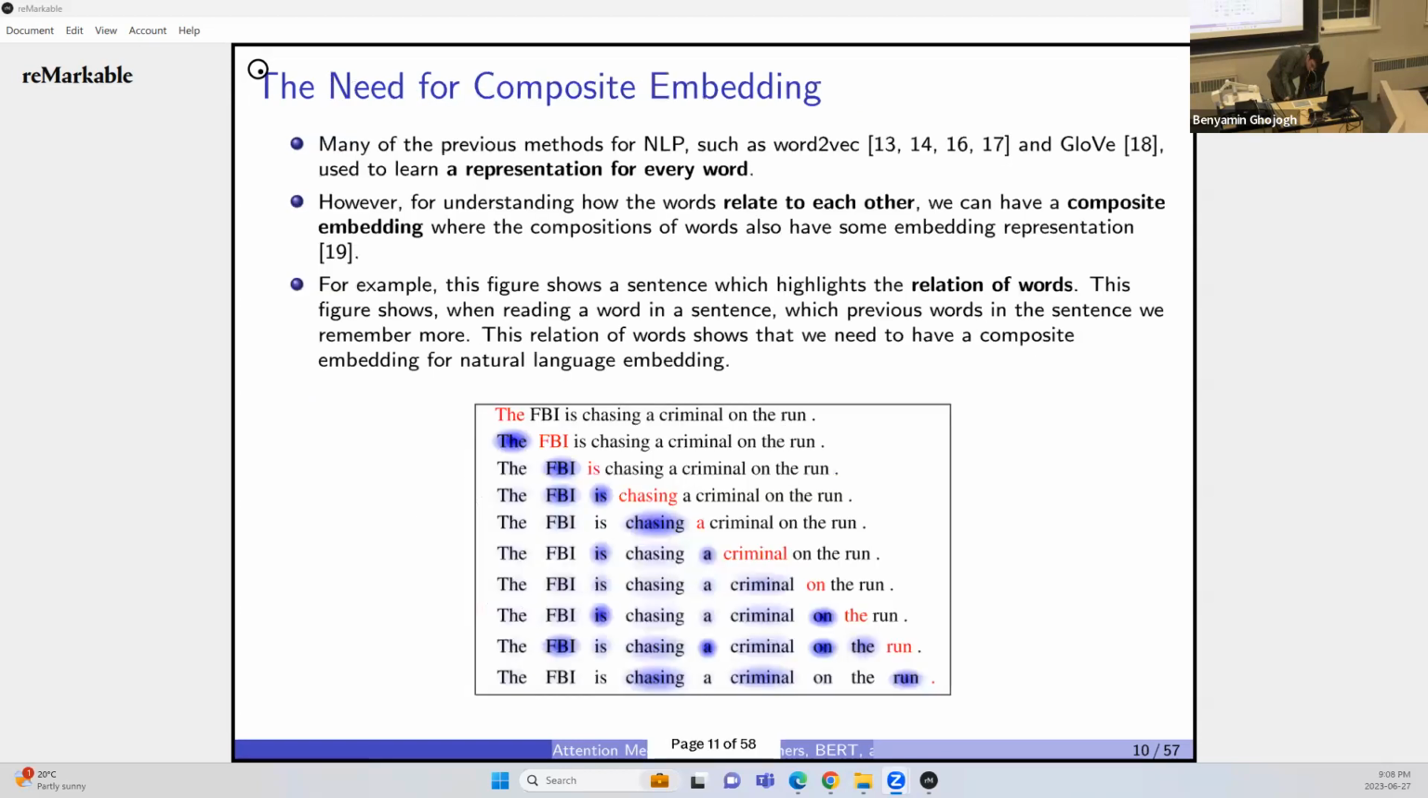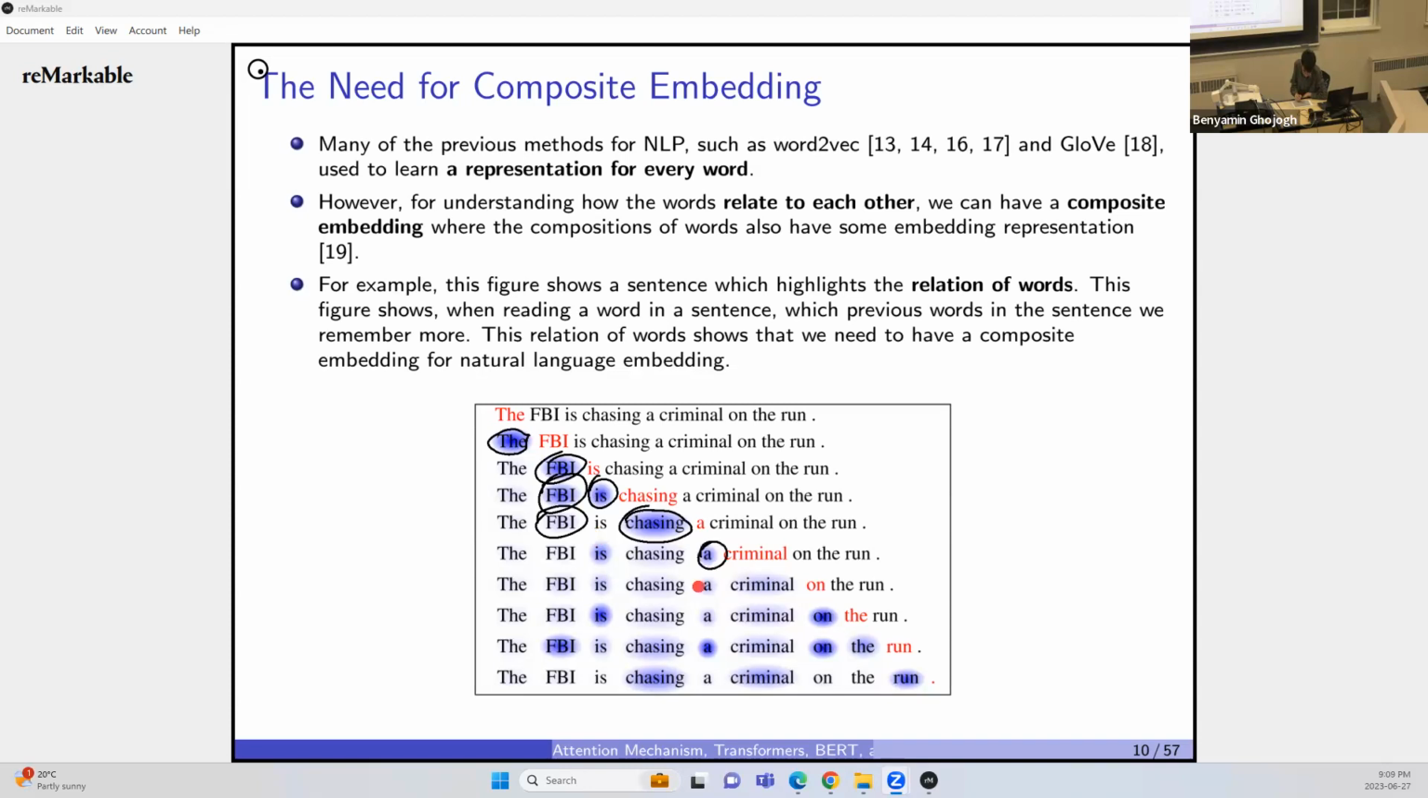Okay, consider this sentence, for example, so we can see the relation of words and how much attention we have. For example: the FBI is chasing a criminal on the run. If we are at the word "the", it's just "the". Then we go to FBI. FBI is just FBI, not that important. Then we go to "is", which should attend to FBI because it tells who the FBI is. Then chasing is more related to FBI than to "is", therefore its attention score is small.